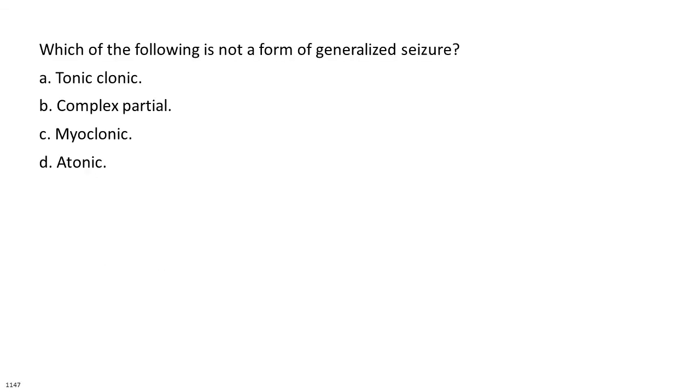Which of the following is not a form of generalized seizure? A. Tonic-clonic. B. Complex partial. C. Myoclonic. D. Atonic.